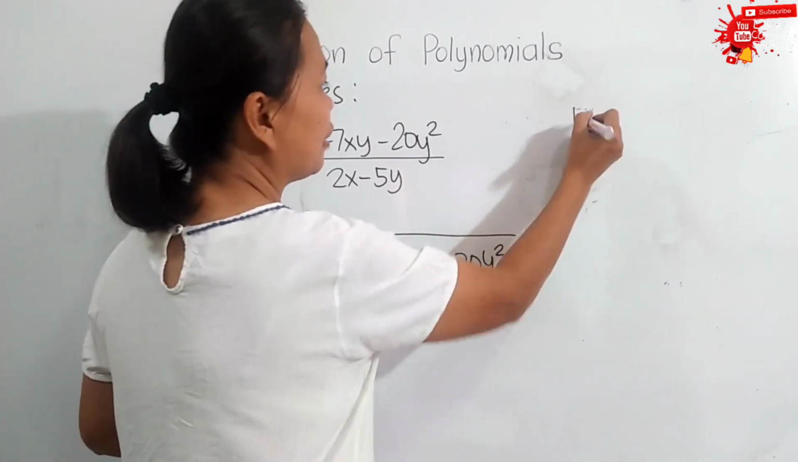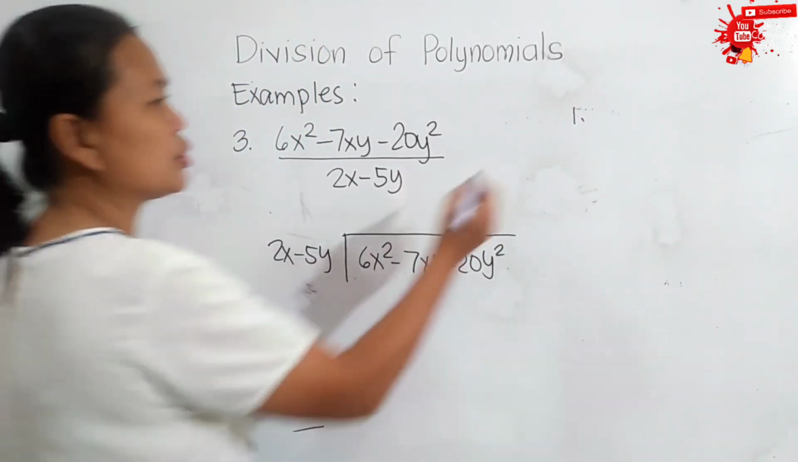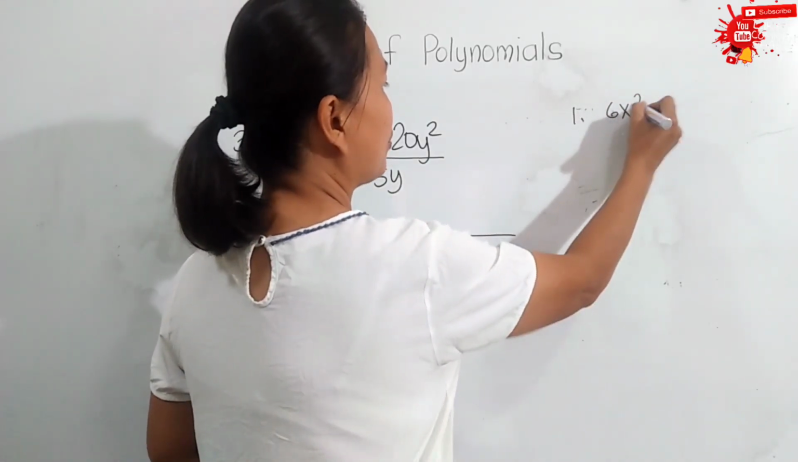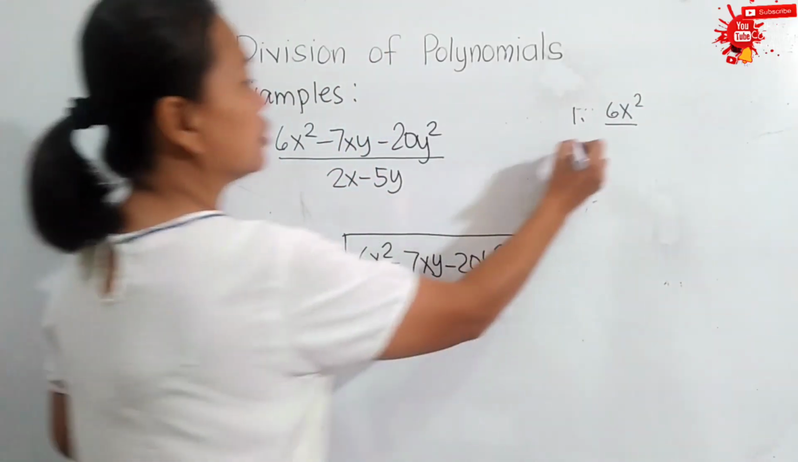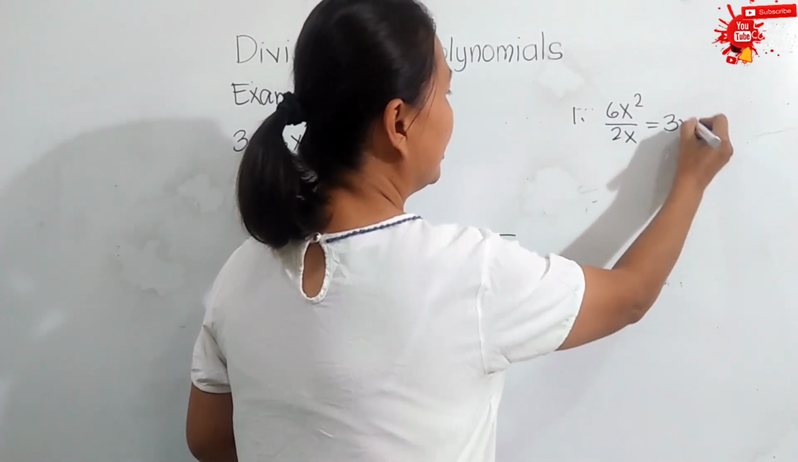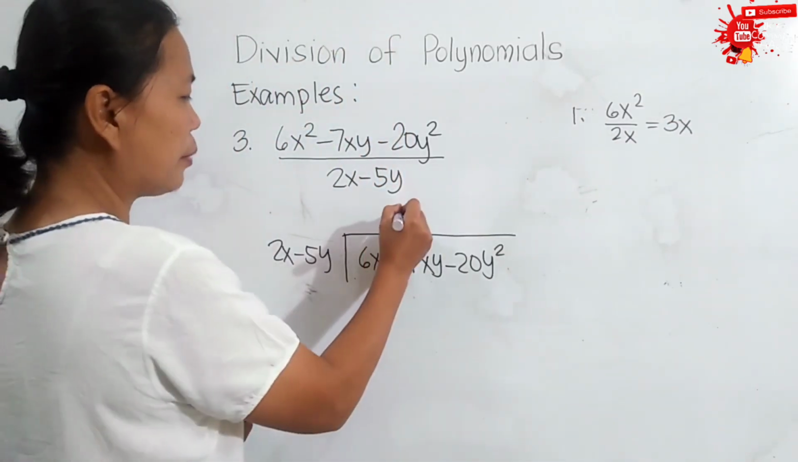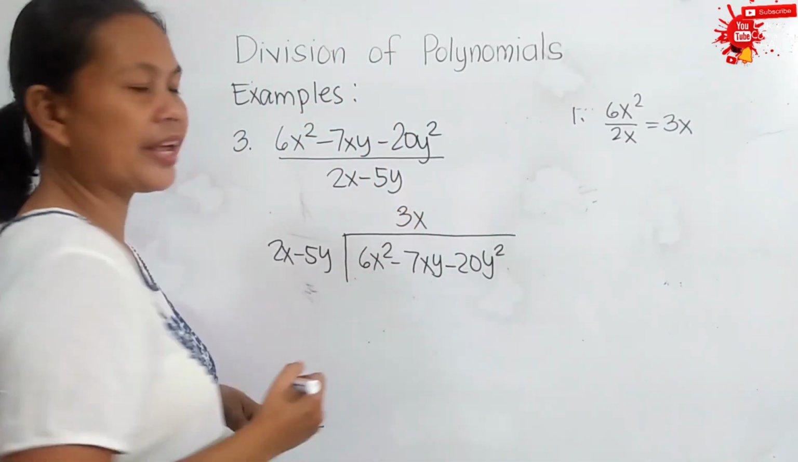Okay? Again, the first step, first term divided by the first term. So we have here 6x squared divided by 2x. So what is 6 divided by 2? We have 3. Then x raised to 2 minus 1, so we have 1. So the partial quotient is 3x.